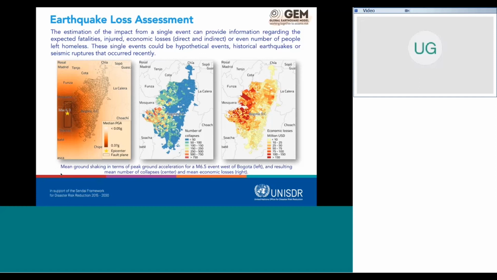In this case, this is just a simple example for the capital of Colombia, Bogota. We have an event of magnitude 6.3. We have the mean ground shaking around the city. We have the associated number of collapses and also the economic losses expressed in millions of US dollars. So in this particular case, I'm showing an impact only for a single event around the capital city of Colombia.